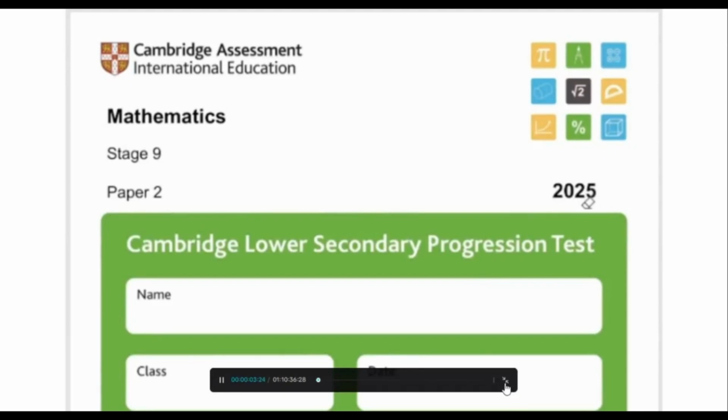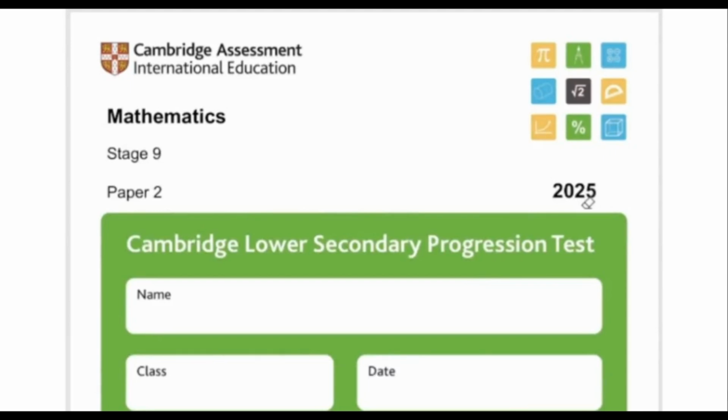Mathematics Stage 9, Paper 2, 2025, Cambridge Lower Secondary Progression Test.